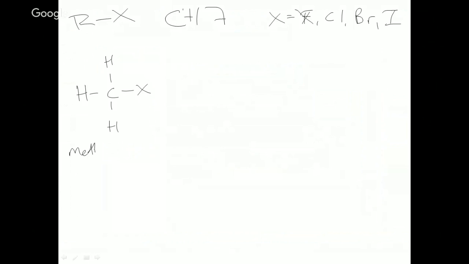This is called a methyl halide. So methyl chloride, methyl bromide, etc. R is some other group besides hydrogen. Again, the X's all have these lone pairs. They have to be there.